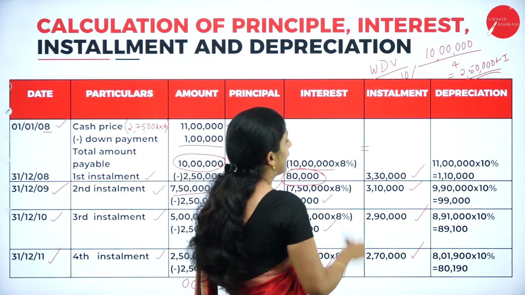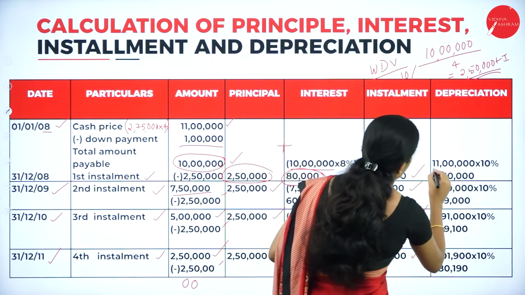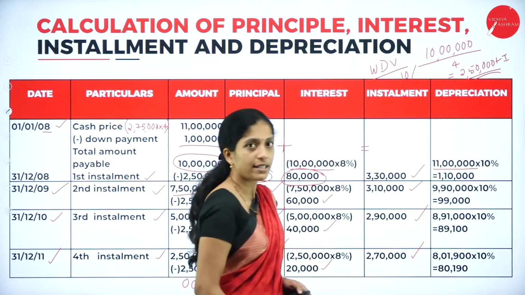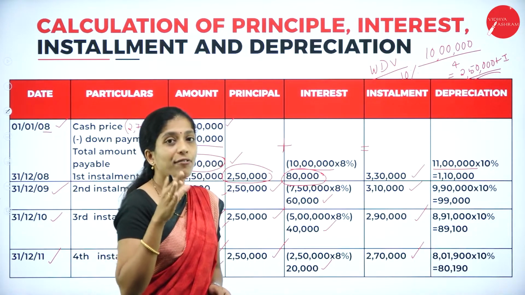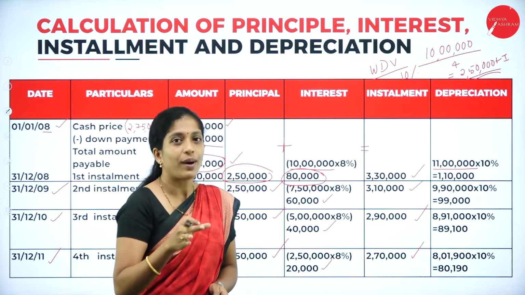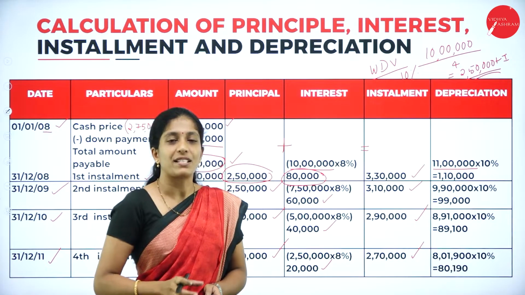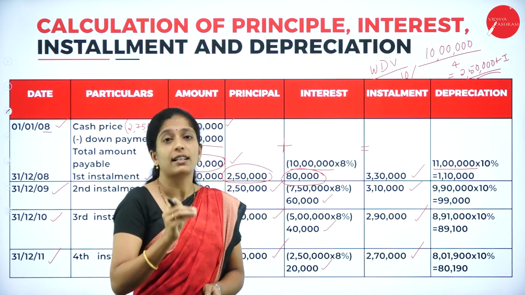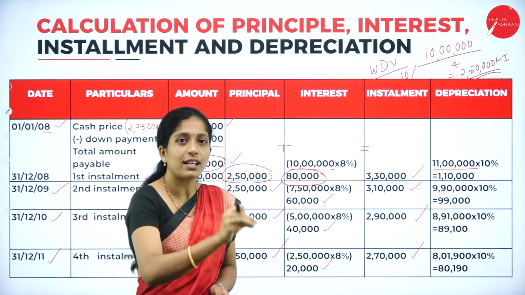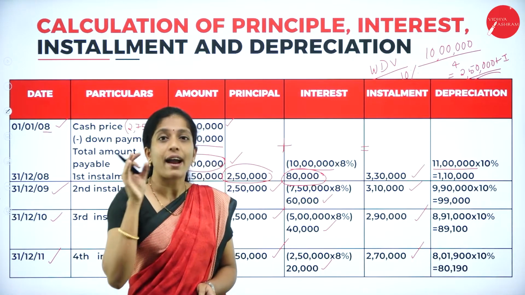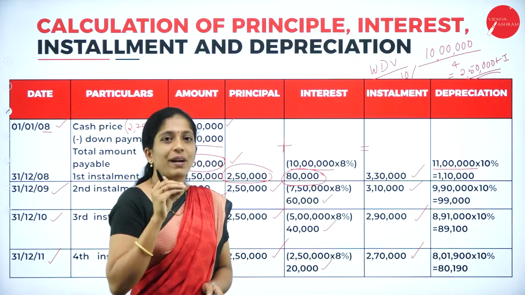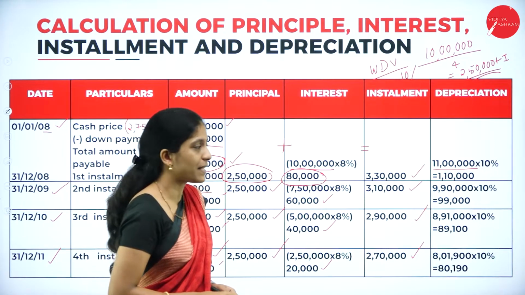Now how to calculate the depreciation? What is the total value of asset? That is 11 lakh. We have to take the actual price, because upon that price we are going to calculate the depreciation. It's not that after deducting the down payment. So before deducting the down payment, what is the actual price of the asset? On that price we are going to calculate the depreciation.